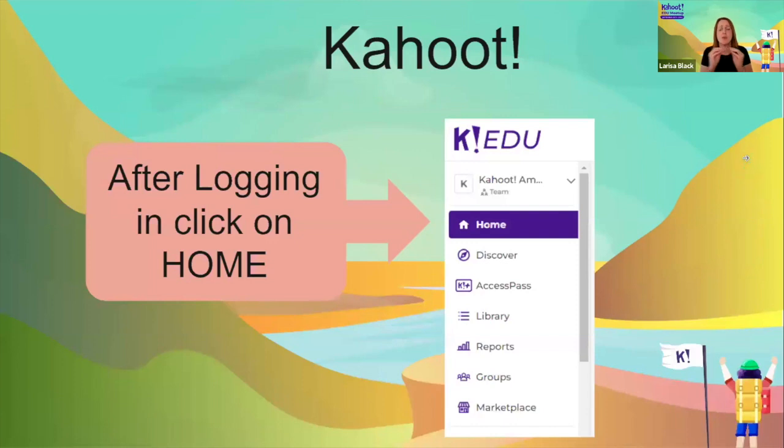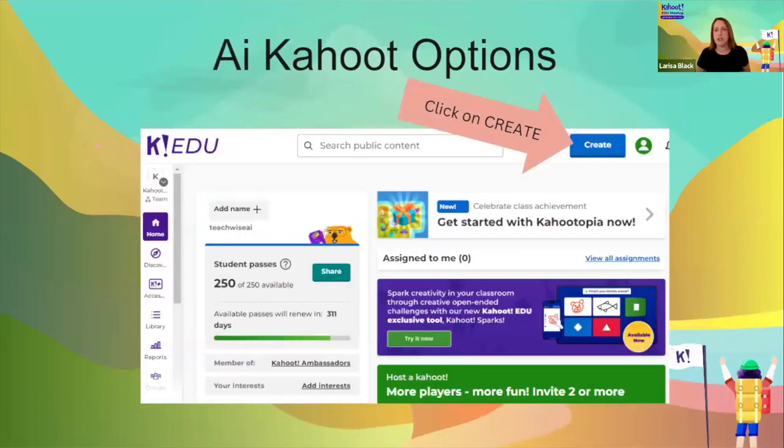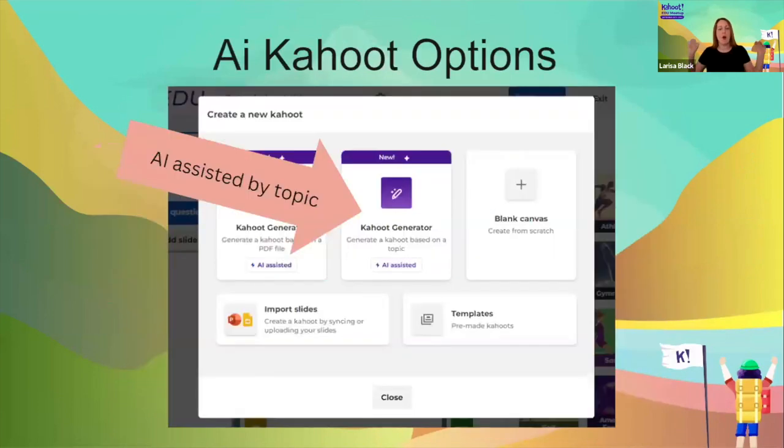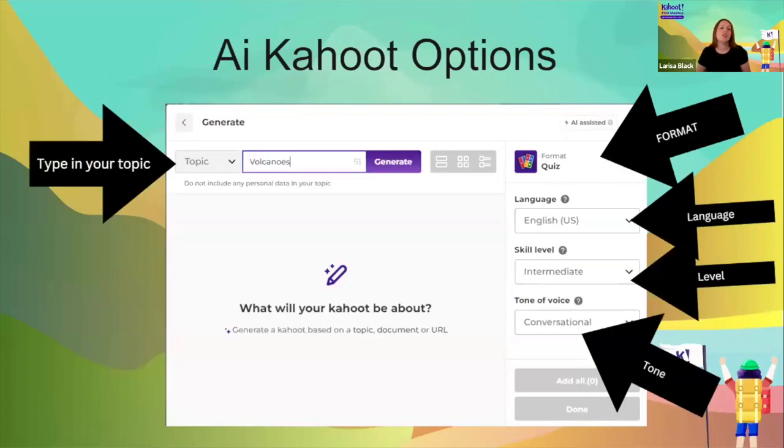So I just want to do a brief how to find the AI options. After logging in, you're going to click on home, then you would click create, and bam, it is right there. It comes up, it's like, yes, AI assisted by topic, or you could do AI assisted by a PDF file, which are great options, either one of them. Once you click on that generate, you are going to go to type in your topic.